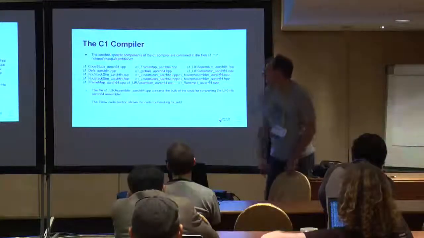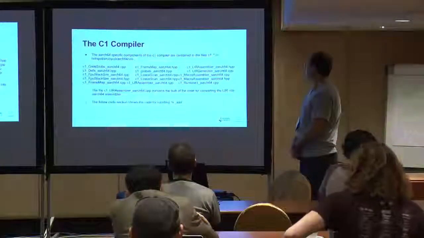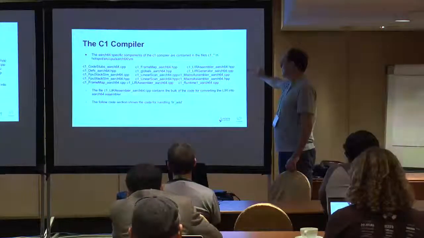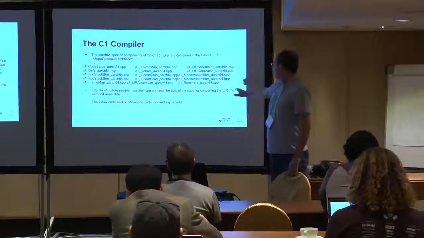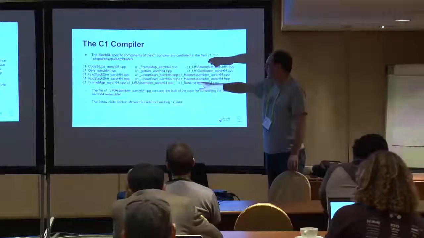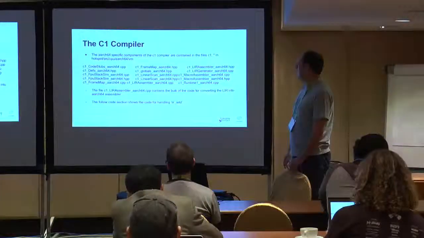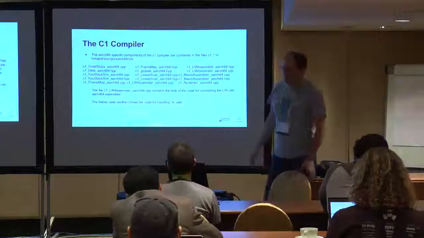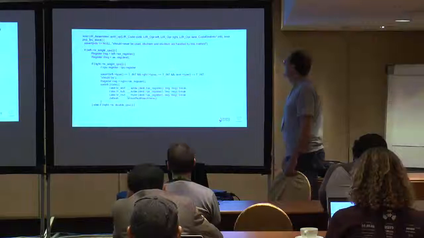Okay, so we'll just have a look at the C1 compiler. So the C1 compiler is contained in any source file listed C1 underscore whatever. And the bulk of the code for converting the intermediate representation is just contained in this file, C1 LIR assembler AArch64. We're just going to have a look at the code for generating a LIR add. Okay, so this is it.